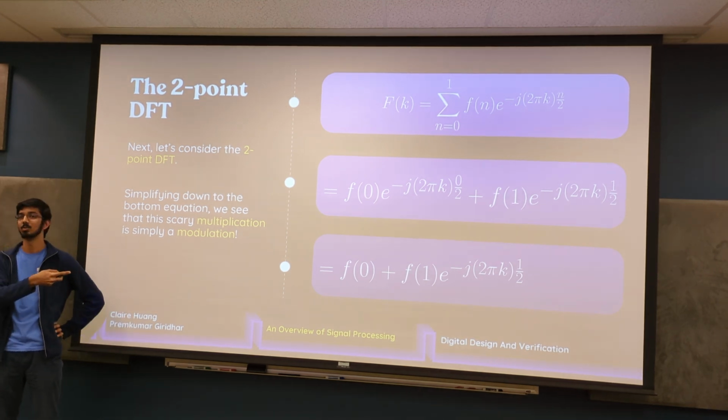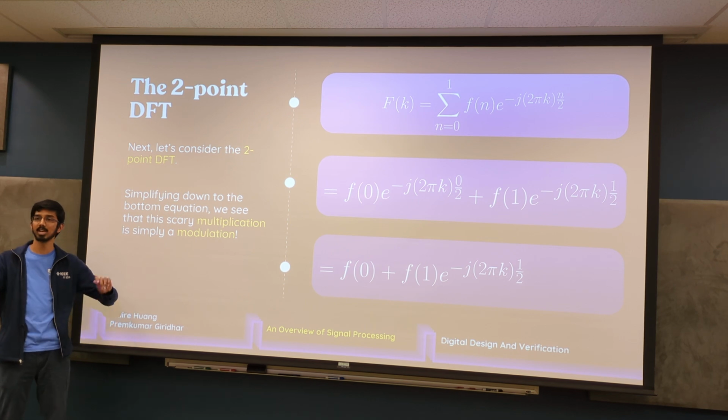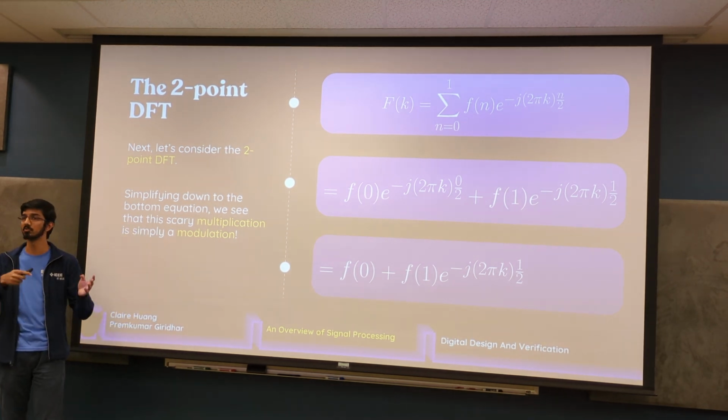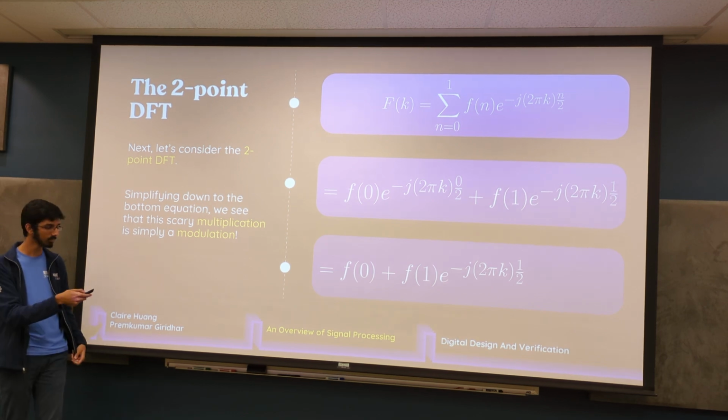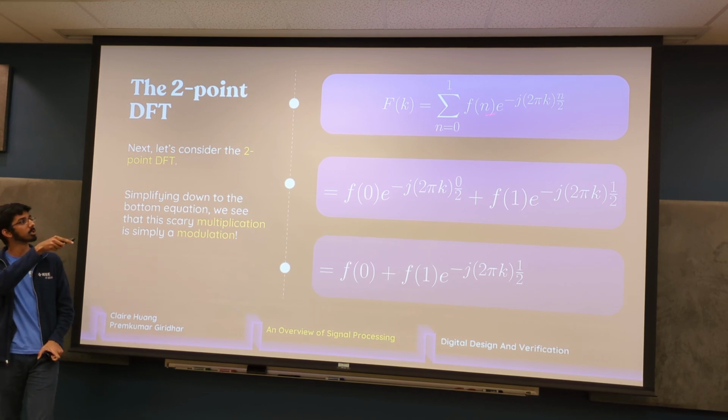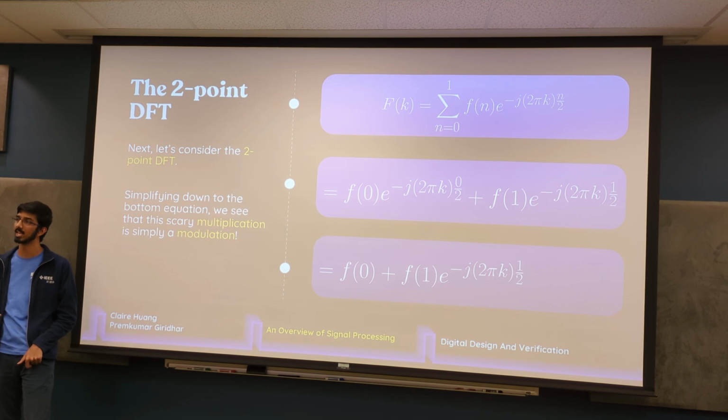So as you can see, what we're doing in the DFT, where we multiply the point by a complex sinusoid, that's basically a modulation. We're shifting that point in time. Does this make sense to everyone? How we got from the original equation to understanding that this is basically the modulation that we talked about in the previous slide.